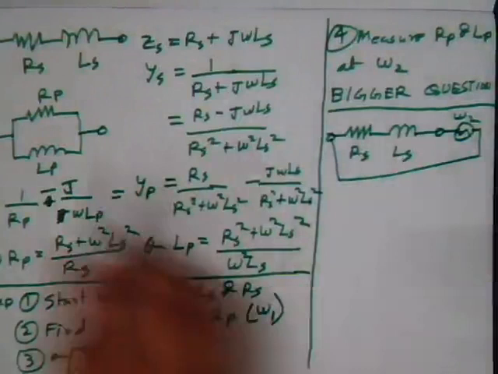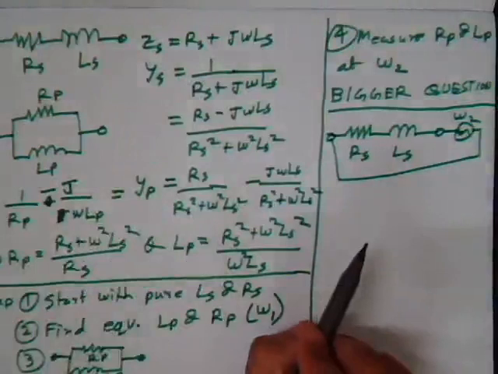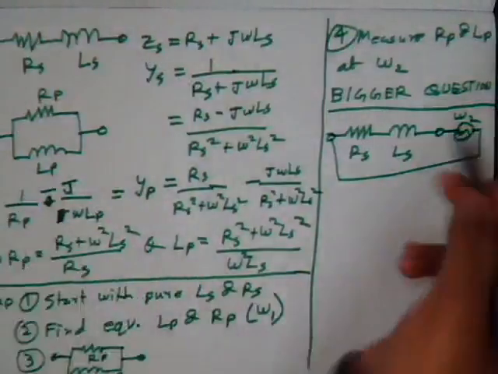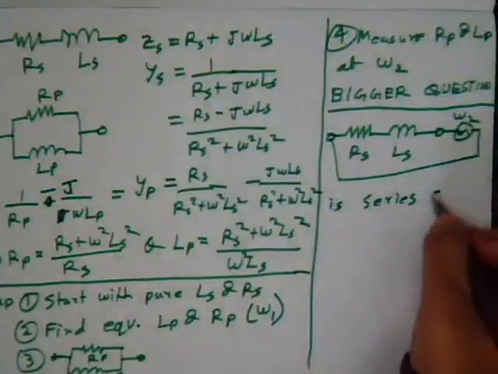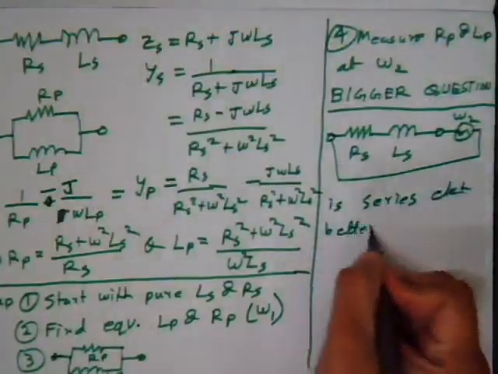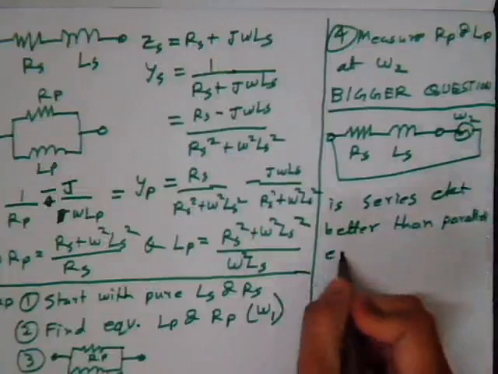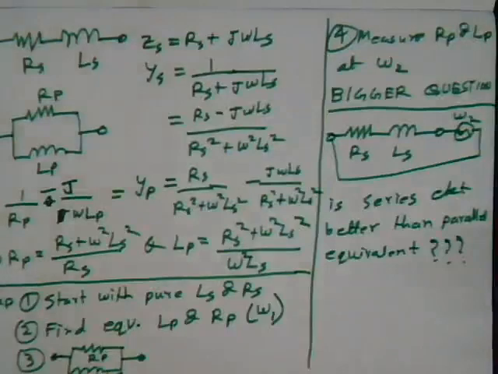Does that mean that this series equivalent circuit is more reliable or is better in some sense because it's not dependent on the frequency, whereas the parallel equivalent circuit depends on the frequency? So this is the bigger question: is the series circuit better than the parallel equivalent? So this is the real question which I'm going to talk about. And let me first tell you the answer. The answer is no in general.